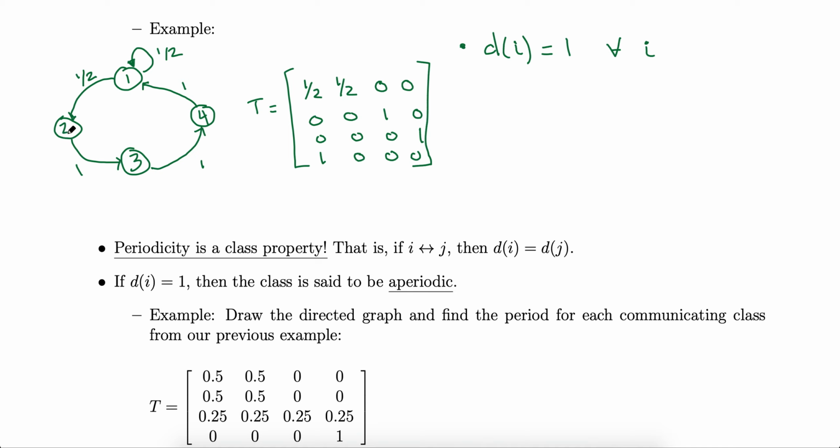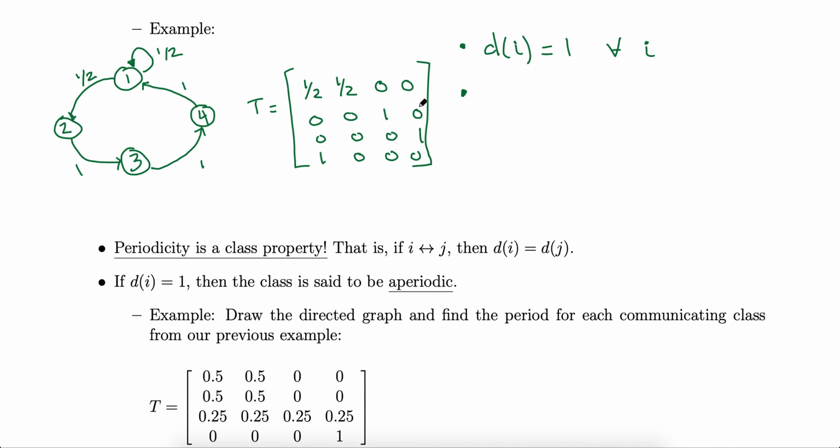And it'll be similar for the other states. I can go from state 2 back to state 2 in 2, 3, 4 steps, or it could be 5 steps, and so on. So the greatest common divisor there will also be 1. Same idea for states 3 and 4. So our period for all the different states is 1. And then that question about absorbing states, we don't have any absorbing states. Hopefully you came to that conclusion.